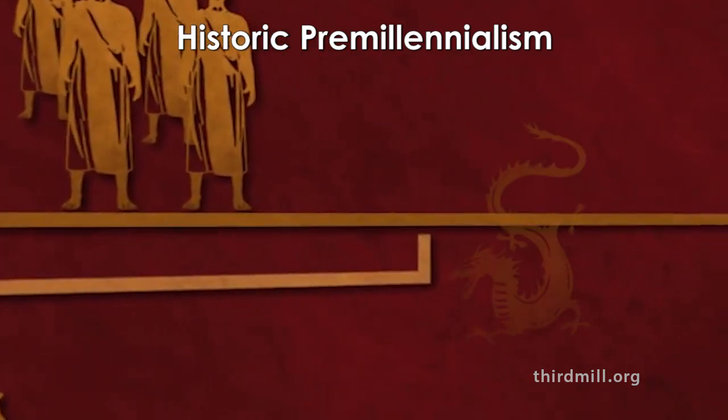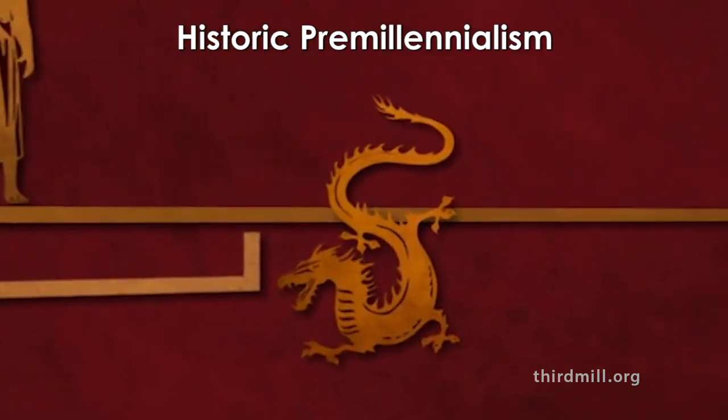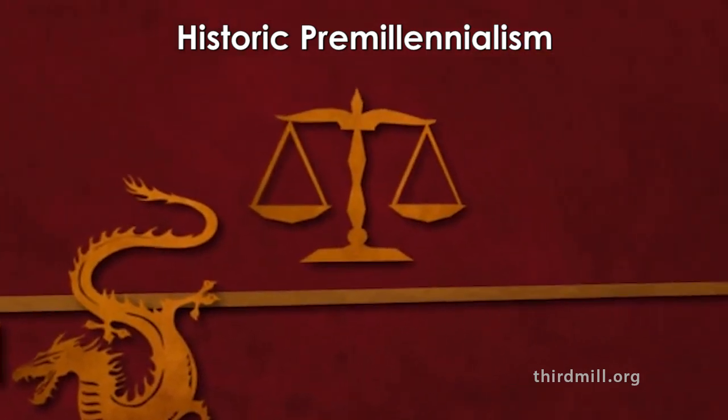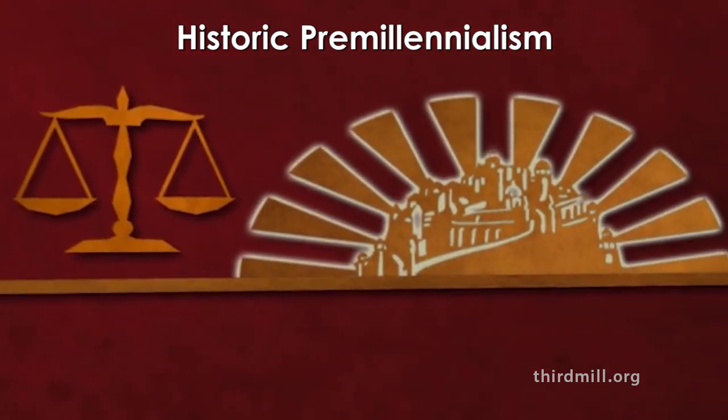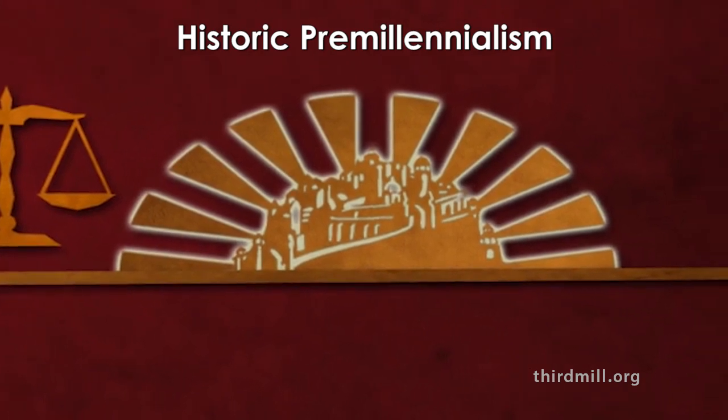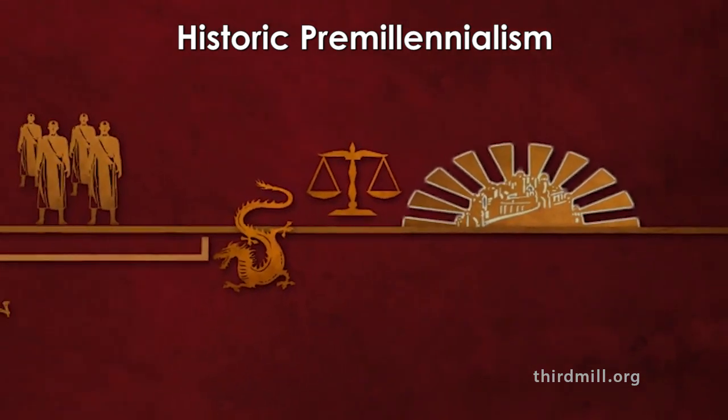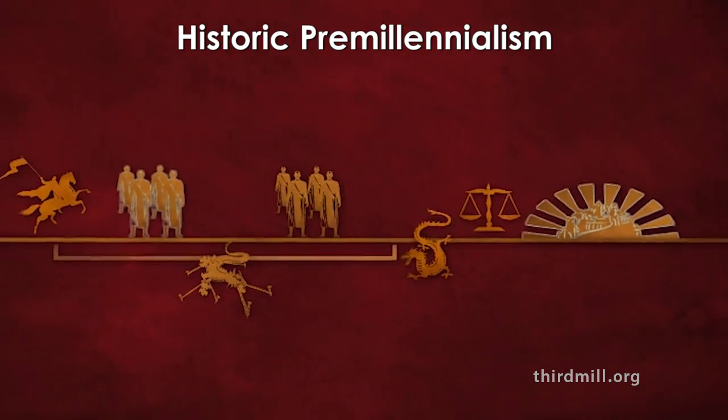When the millennium ends, Satan's rebellion will take place, followed by the final judgment. And then God's eternal reign over the new heavens and new earth will begin. This view understands Revelation chapter 20 to follow chronologically after chapter 19.